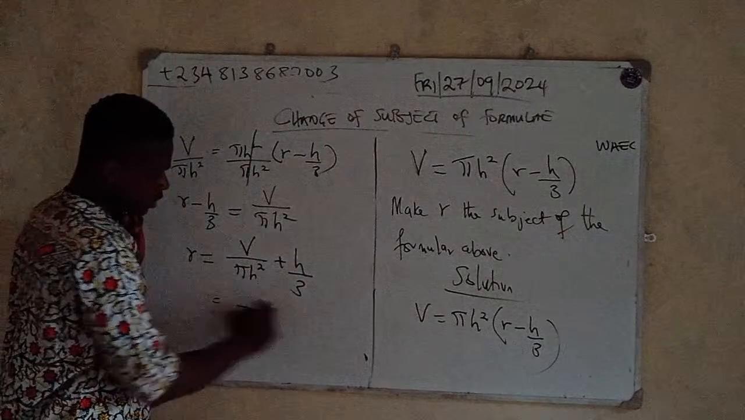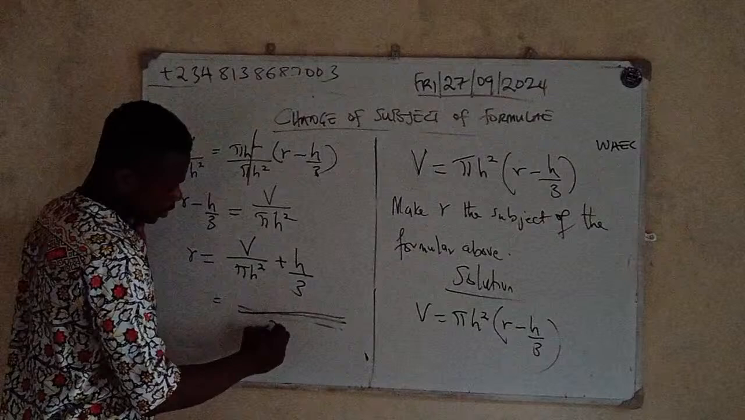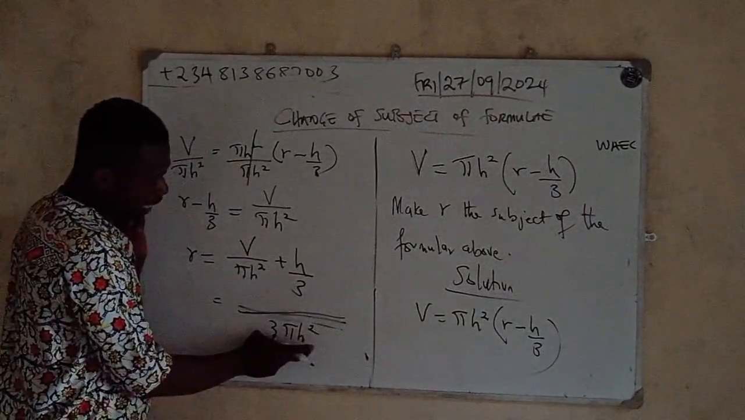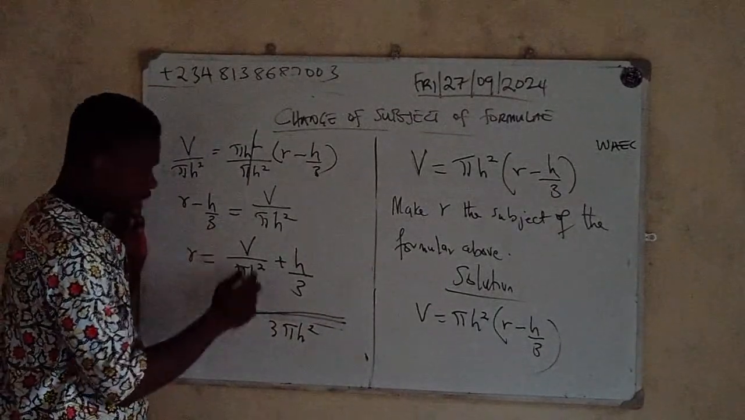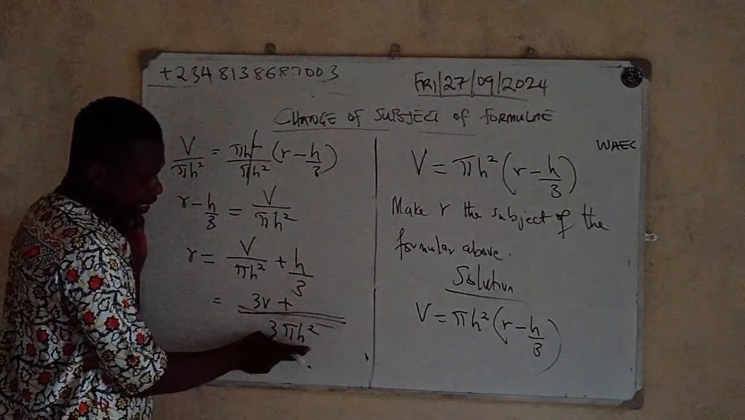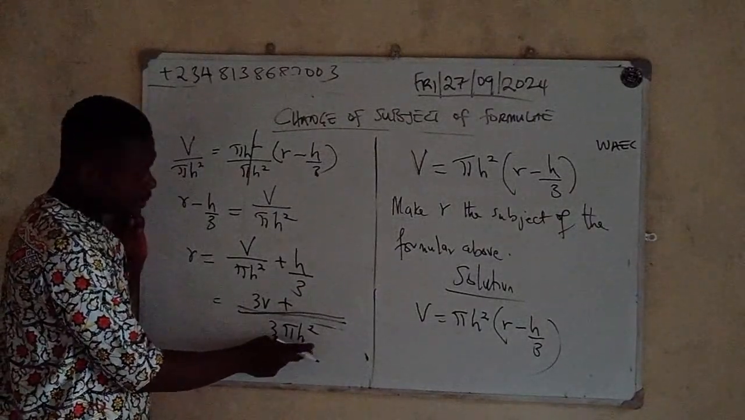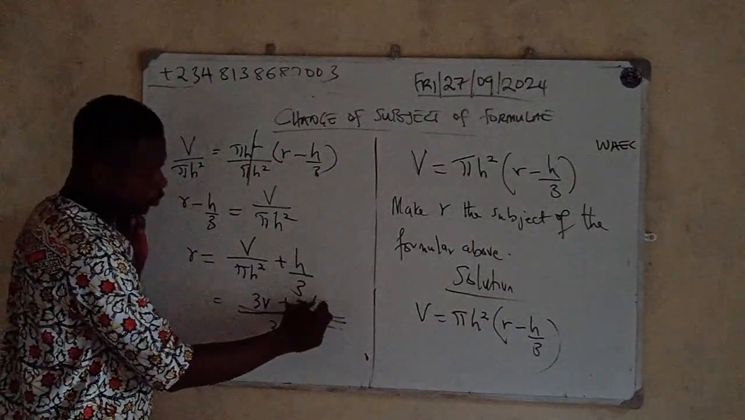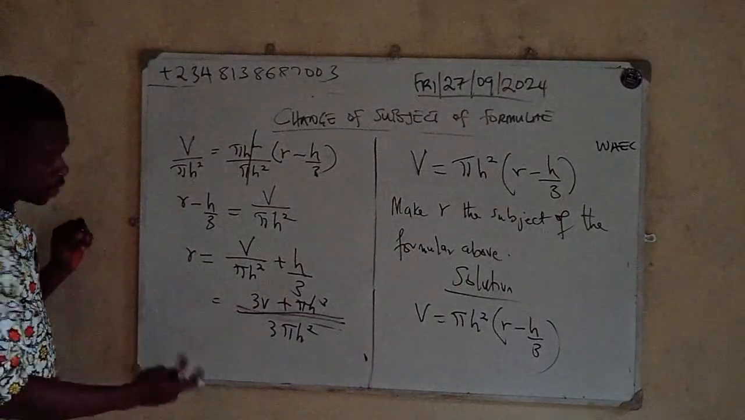So this is the LCM. Here becomes what? 3 what? Pi h squared. Pi h squared divided by 3 pi h squared. 3 remains, right? 3 times v is what? 3v. Plus 3 divided by 3 pi h squared. 3 will go, right? You know what? Pi h squared. Pi h squared times h is what? Pi h what? Cube. Good. Is there anything common here? So this is the answer.